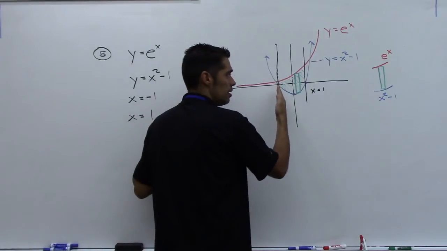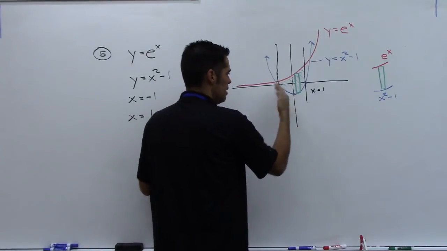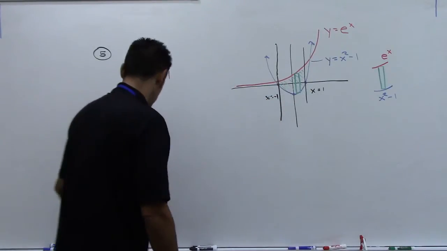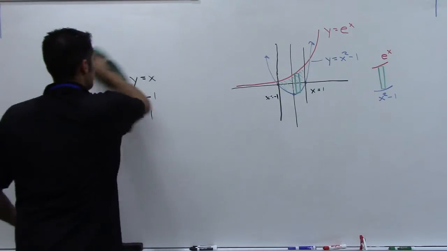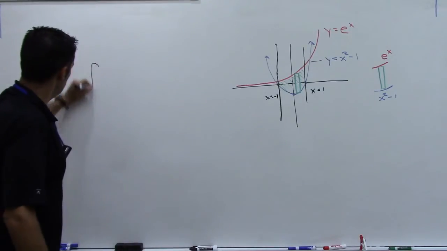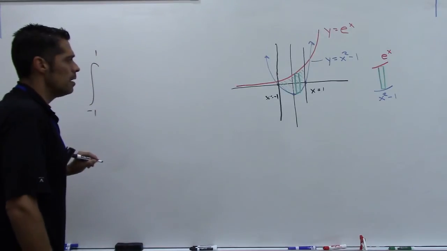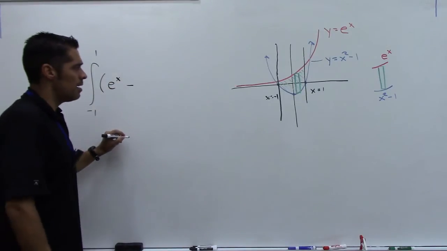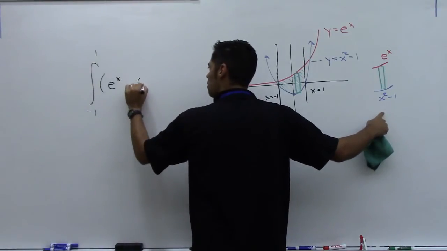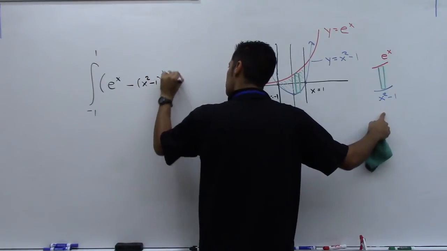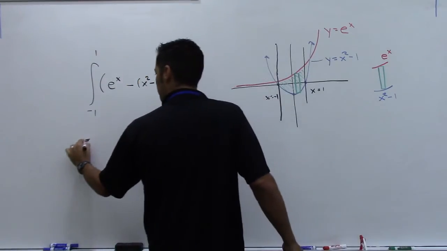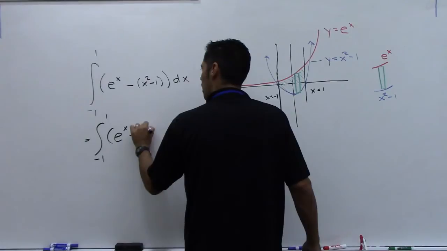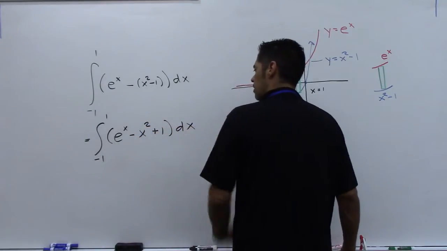So where does this region start, what x value does it start at and stop at? I forgot to label this x equals negative 1. It starts at x equals negative 1, ends at x equals 1. So I'll set that up. Integral from x equals negative 1 to 1, and then the top function, which was e to the x, minus the bottom function, which had 2 terms in it, x squared minus 1, so I'll put it in parentheses, dx. Distribute the negative: e to the x minus x squared plus 1 dx.